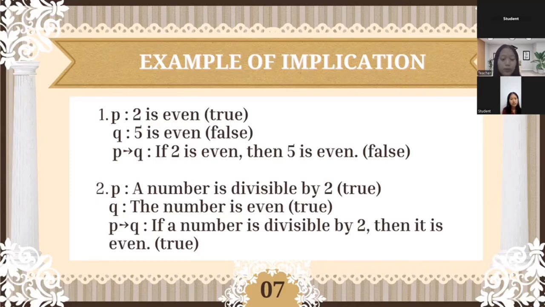Number two. P: a number is divisible by 2, which is true. Q: the number is even, which is true. P implies Q: if a number is divisible by 2, then it is even. True.